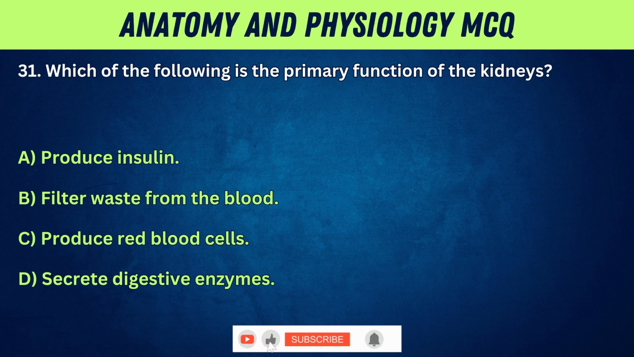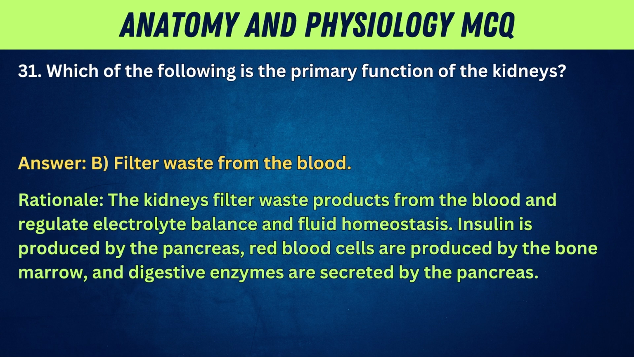31. Which of the following is the primary function of the kidneys? A. Produce insulin. B. Filter waste from the blood. C. Produce red blood cells. D. Secrete digestive enzymes. Answer: B. Filter waste from the blood. Rationale: the kidneys filter waste products from the blood and regulate electrolyte balance and fluid homeostasis. Insulin is produced by the pancreas, red blood cells are produced by the bone marrow, and digestive enzymes are secreted by the pancreas.